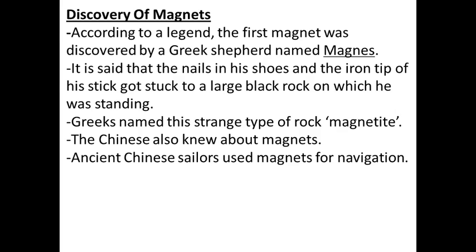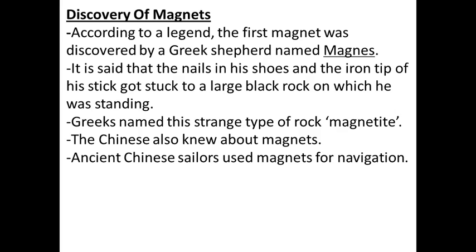Okay, the Greeks named the rock magnetite. Whatever magnets we are using are actually a type of rock, and that rock name is magnetite. Okay, so the Greeks discovered our magnet. So magnetite is made up of mainly a chemical substance that is known as iron oxide. So like that there is a discovery of magnet.